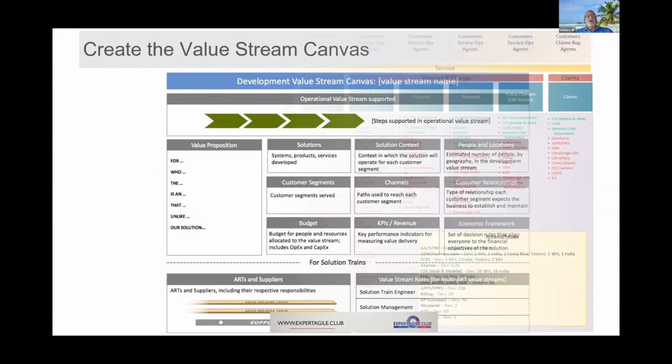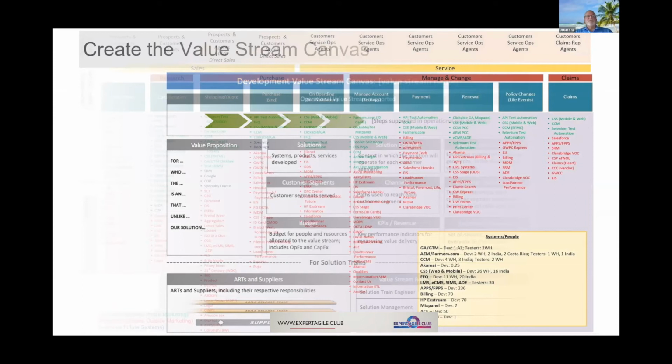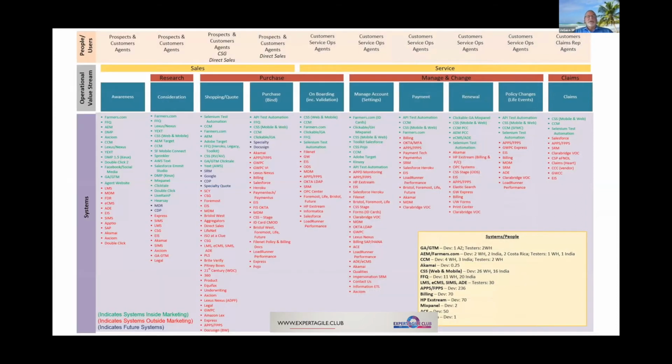Here's an example of an actual value stream map that we created at a transformation a little while back, where the yellow bar at the top, sales and service, these were our two value streams. And so sales, and then once the sale was made, then the service value stream takes over. Each of these are operational value streams, and so it ends in dollars where the sale is made, and then service is where you make your ongoing payments, and then eventually we were going to go to claims. This was an insurance company.